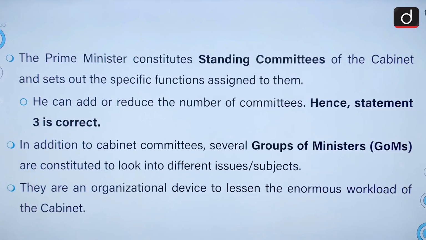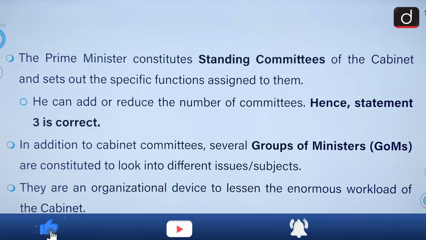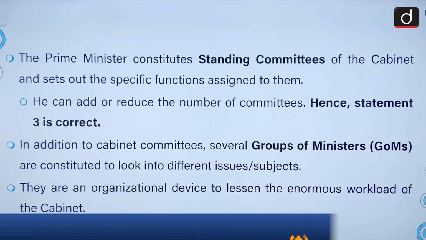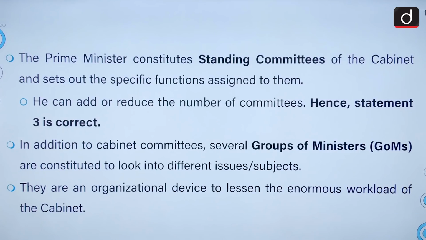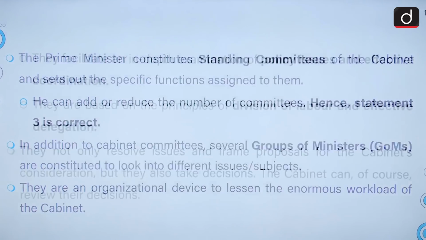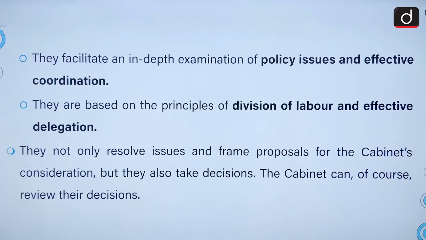In addition to Cabinet committees, several groups of ministers are constituted to look into different issues and subjects. They are an organizational device to lessen the enormous workload of the Cabinet. They facilitate an in-depth examination of policy issues and effective coordination. They are based on the principles of division of labor and effective delegation. They not only resolve issues and frame proposals for the Cabinet's consideration, but they also take decisions. The Cabinet can, of course, review their decisions.